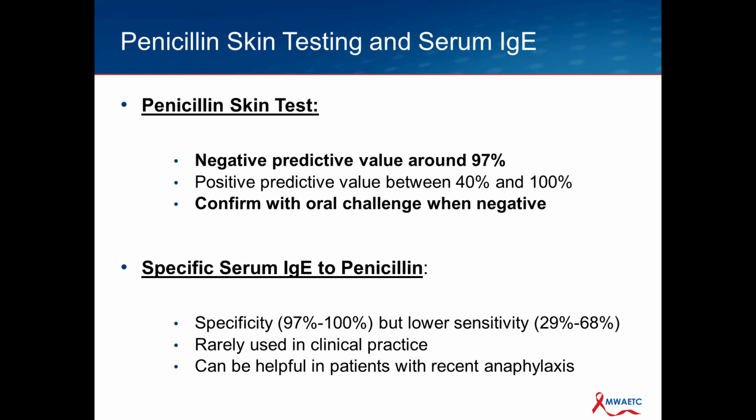So what we do when we see a patient with a penicillin allergy or a history of immediate hypersensitivity is skin testing. The negative predictive value is pretty good, more than 95%, roughly about 97%. Positive predictive value is low. Hence, not all positive skin tests can be considered as an allergic patient. And when we see a negative skin test, we typically do an amoxicillin oral challenge to confirm. Only if they tolerate are they considered not allergic.